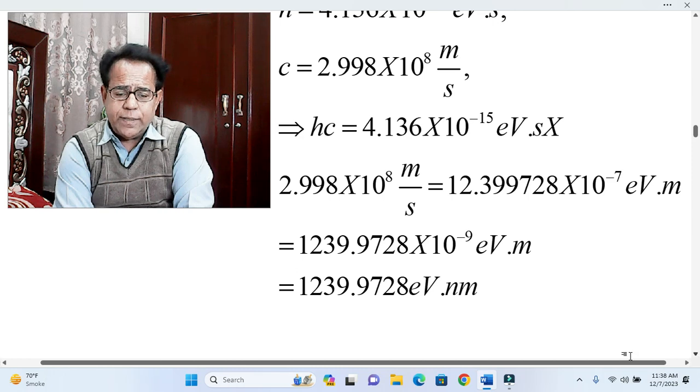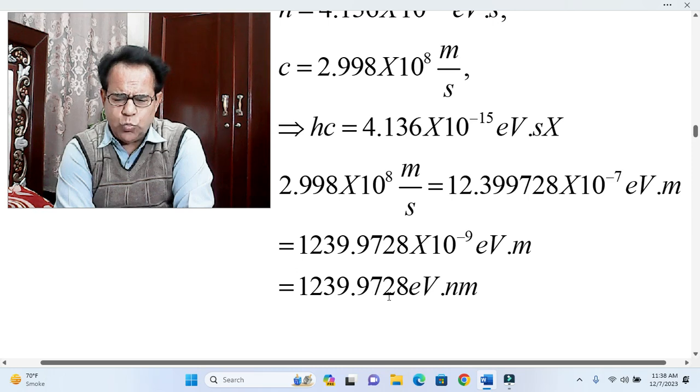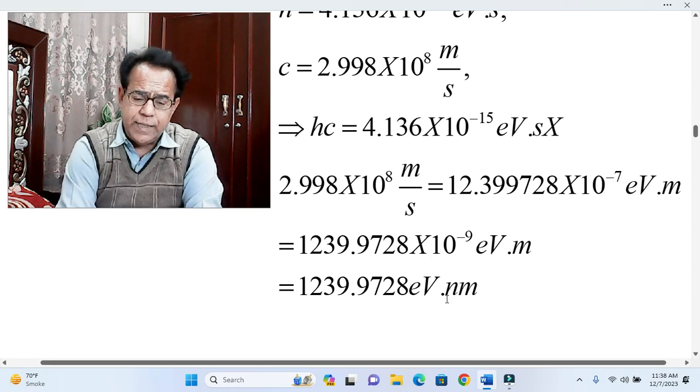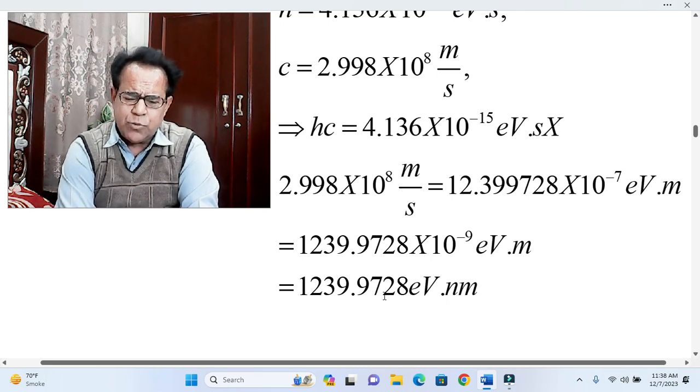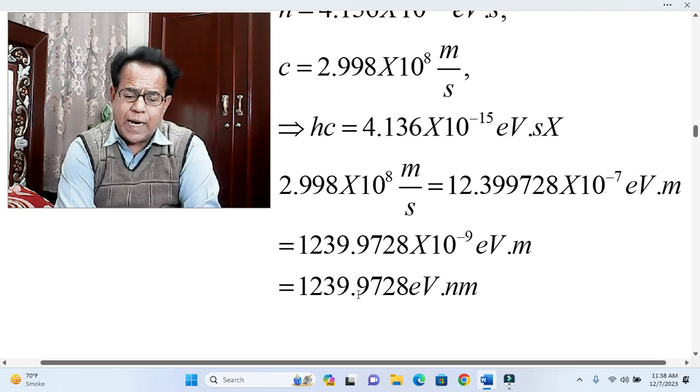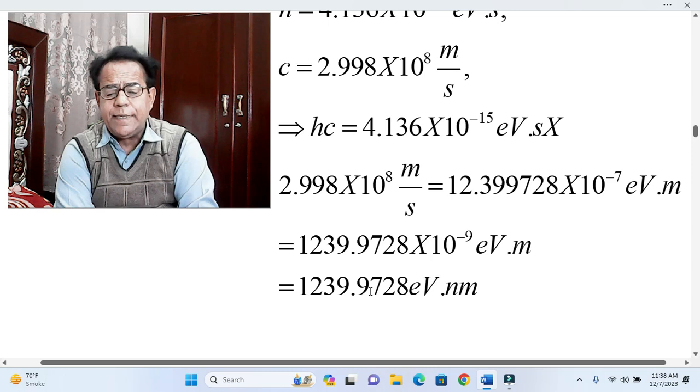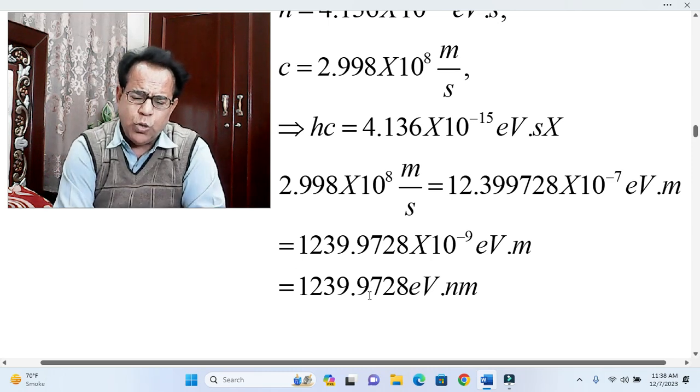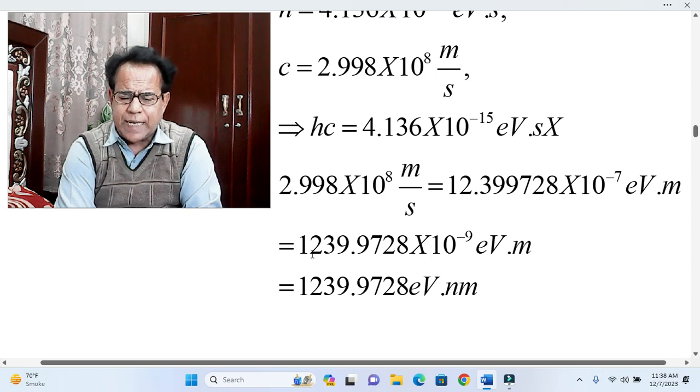Okay, dear students, our answer becomes hc equal to 1239.9728 electron volt into nanometer. So the exact answer, which according to the table is 1240. This is also 1240, no doubt, because the digit after the decimal is greater than 5. This is 9, and its next digit is again more than half, so this difference is negligible. It means we have reached about the exact answer, which was 1240 electron volt into nanometer.